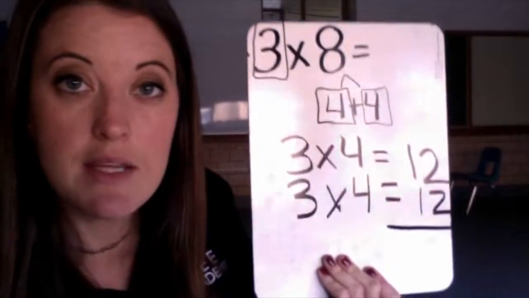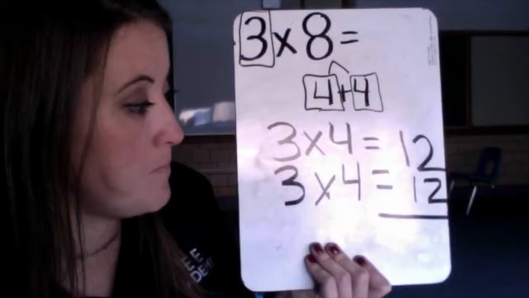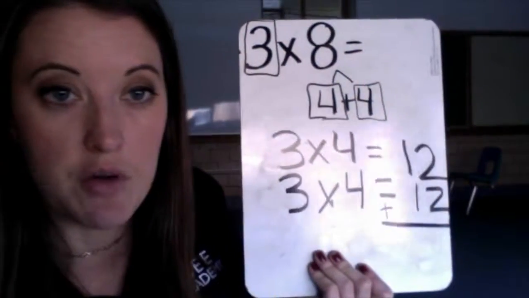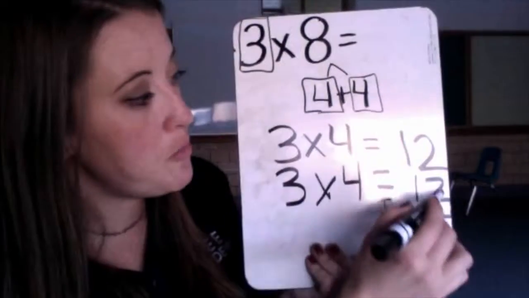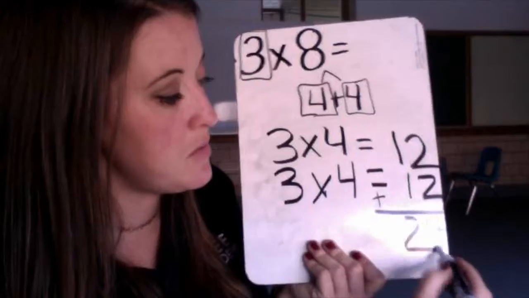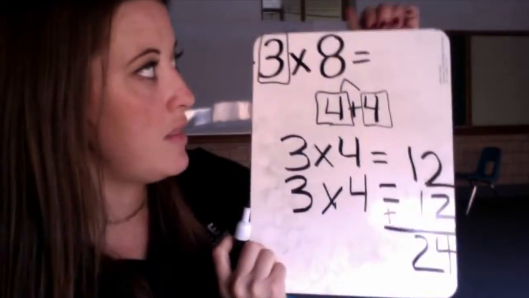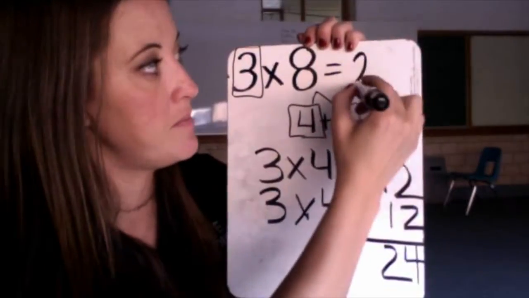Now we need to add these two sums together, or these two products together. And it's already stacked up nicely for us if you did it just like mine. So let's add our ones first. 2 plus 2 equals 4. 1 plus 1 equals 2. So now I know that 3 times 8 equals 24.